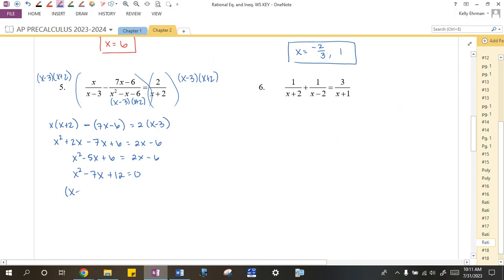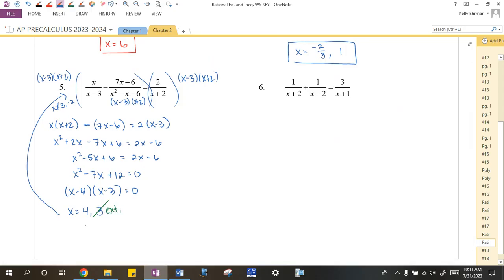That factors nicely. x minus 4, x minus 3. Solutions are 4 and 3, but always go back and check. x can't equal 3 or negative 2, so 3 is out. That's extraneous. So x equals 4 is the only solution for this problem.